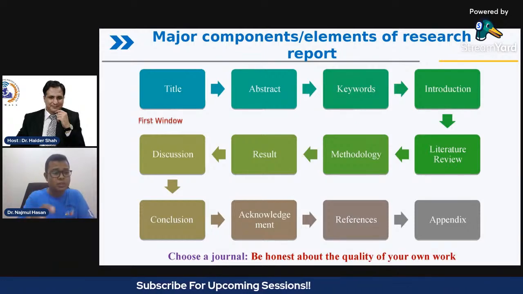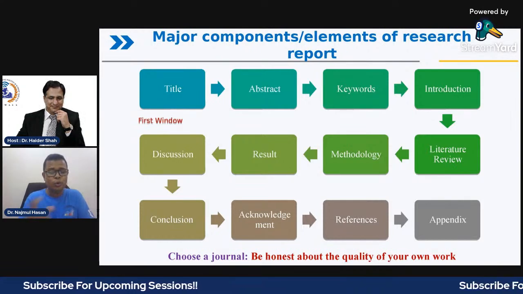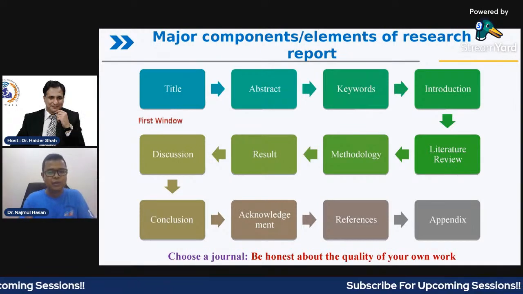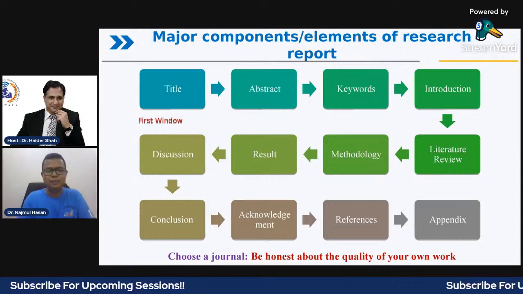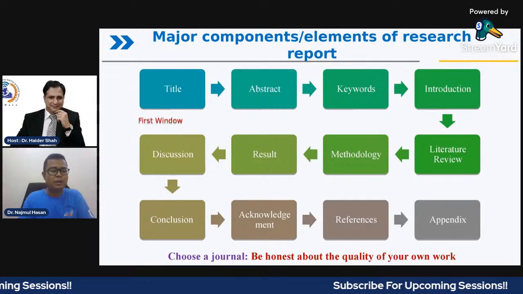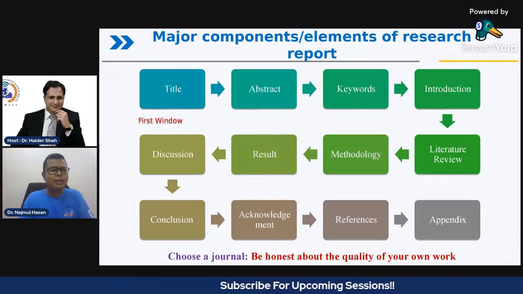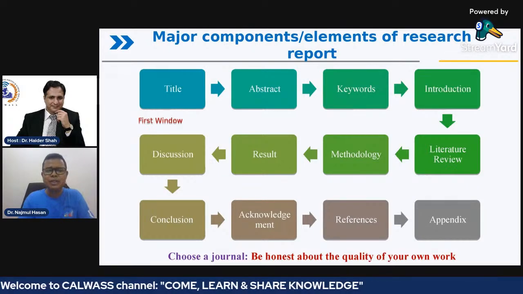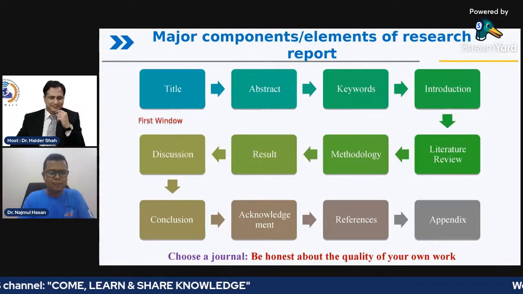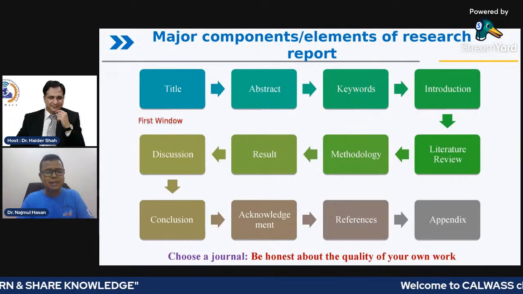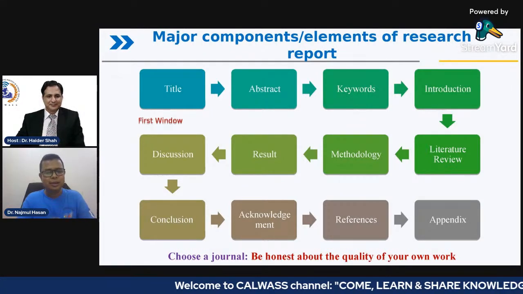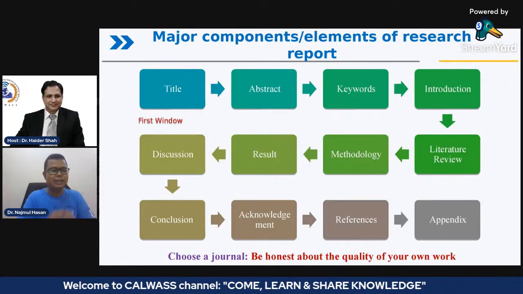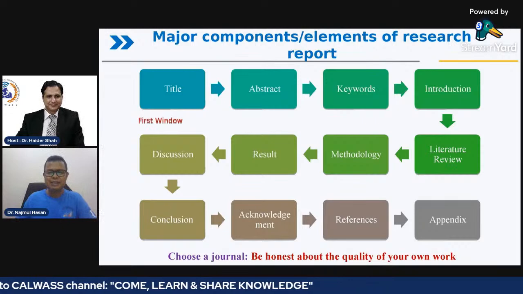So please focus on the author guidelines of the journal you are targeting, right? After reading the author guidelines, you will find out. But this is a generalized example. For example, if you would like to submit a paper to Elsevier or Emerald, they usually follow these types of components. Otherwise, my suggestion is to follow the author guidelines before submitting to that journal, right? So this is the general information.